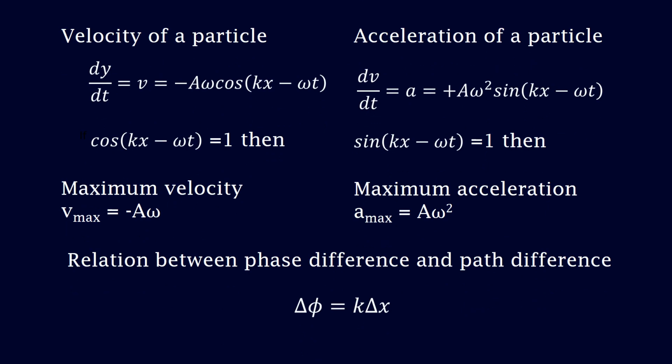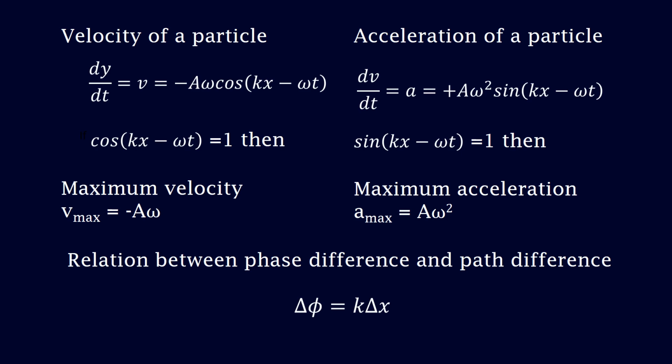Now, we will use a little bit of calculus to find the velocity of a particle by taking the derivative of displacement y with respect to time. We get dy/dt = v = −Aω cos(kx − ωt). When cos(kx − ωt) is equal to 1, then we get the maximum velocity, v max = Aω.